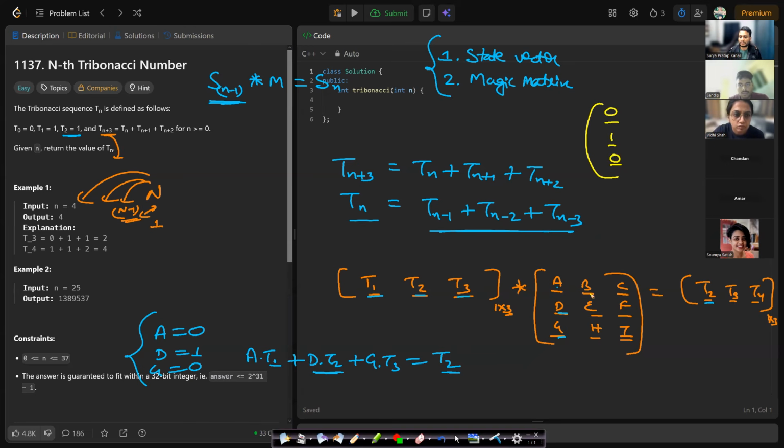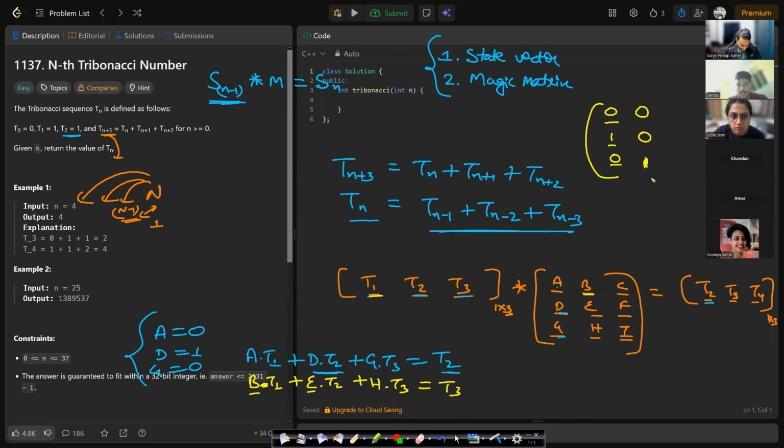Let's go to the next equation. So what is the next equation? B times T1 plus E times T2 plus H times T3 should be equal to T3. Then you know the values. You know B and E are going to be 0, and H is going to be 1.